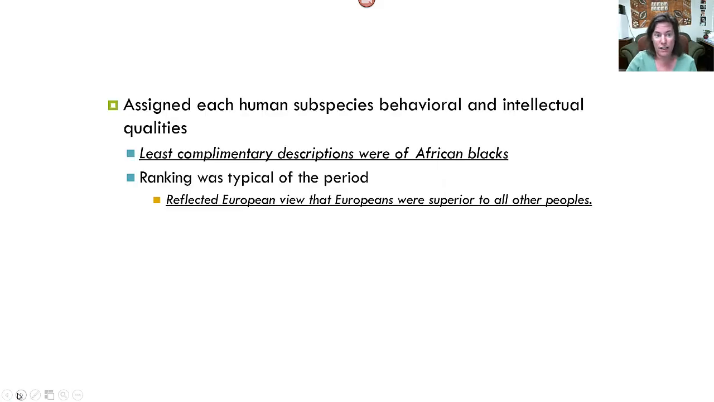Linnaeus, at this point, assigned each human subspecies behavioral and intellectual qualities. He gave the least complimentary descriptions to the African blacks, and this ranking was typical of the period, and it reflected the European view that Europeans were superior to all other peoples.